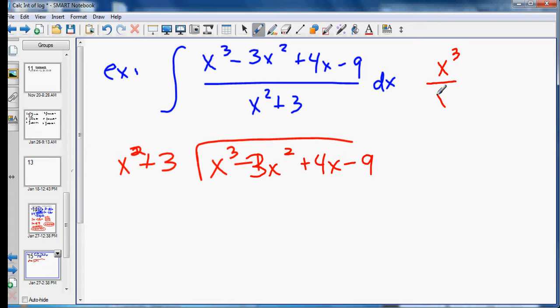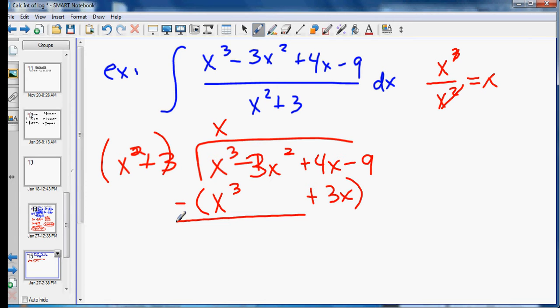So I've divided. Now I multiply x times both of these two pieces. X times x squared is x cubed, and then x times 3 is 3x. And notice I'm going to write it under the 4x because I want to keep the like terms together. So I divided and multiplied. Now I subtract. X cubed minus x cubed goes away. Then we have negative 3x squared minus nothing, so that's negative 3x squared. 4x minus 3x is 1x, and I'll bring down the minus 9.